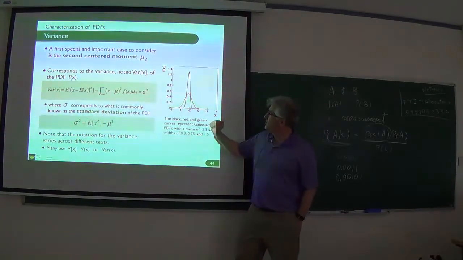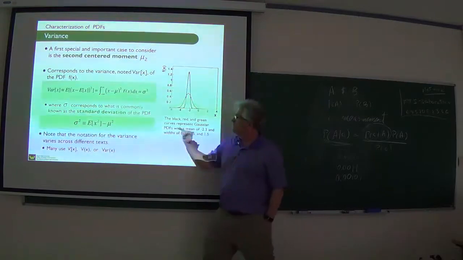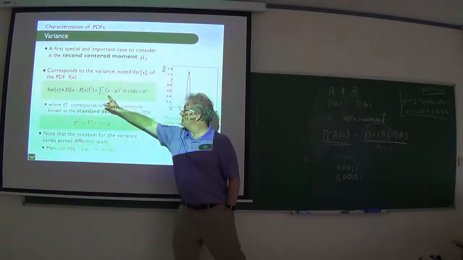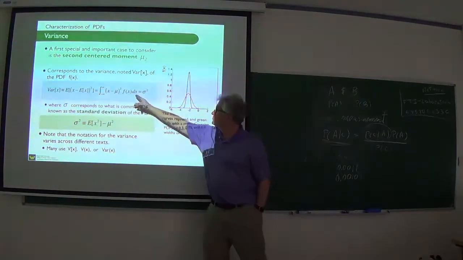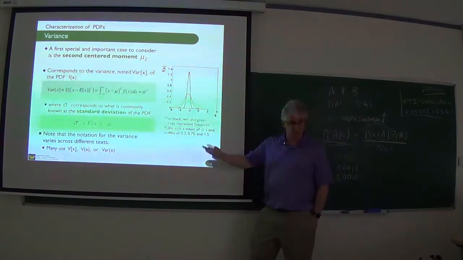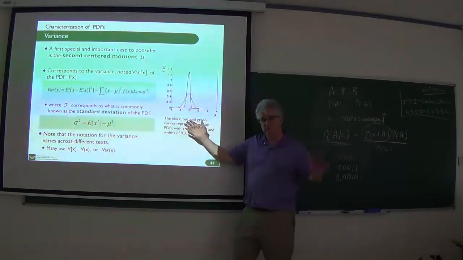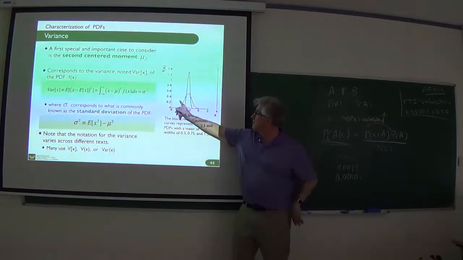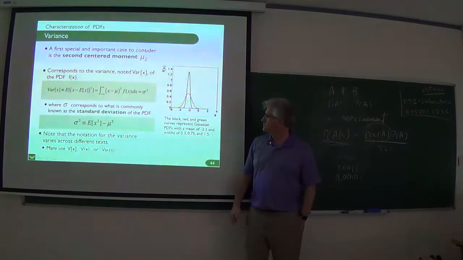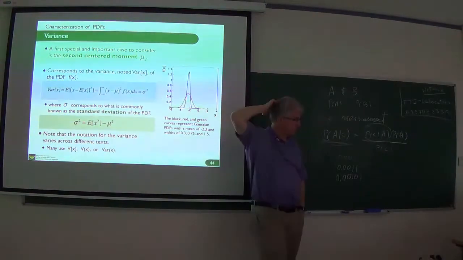If the PDF is very narrow, so let's say the black curve, as soon as x is far from the mean, the contribution to the integral will be essentially vanishing, so the variance will be small. And so this then becomes a measure of how broad or wide this distribution is. So that's the variance, and the square root of the variance is known as the standard deviation.